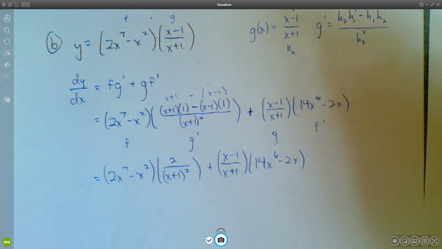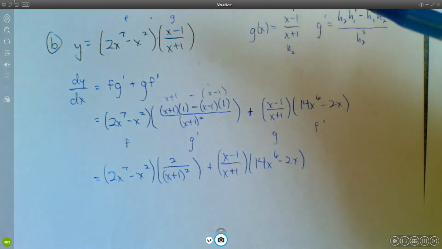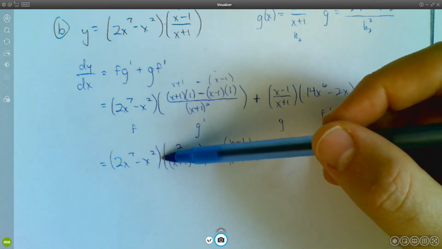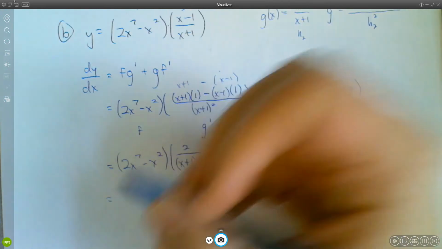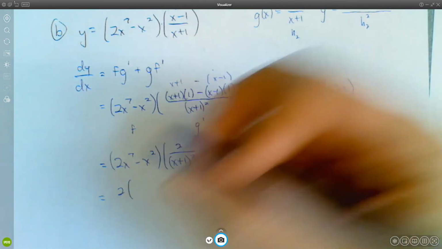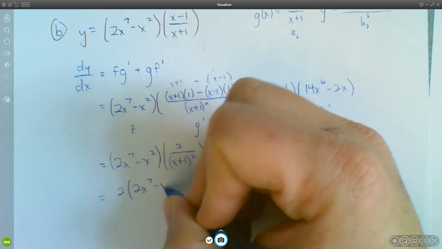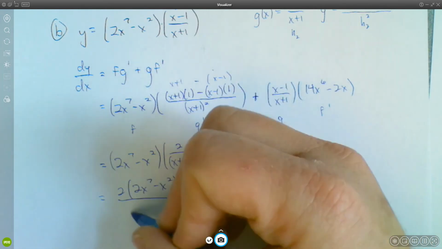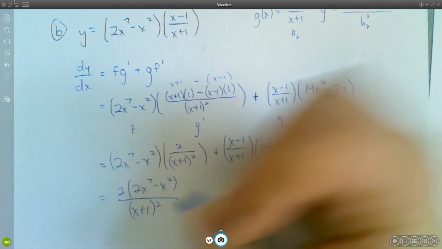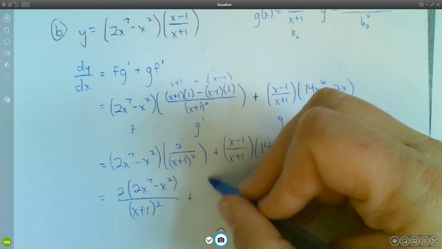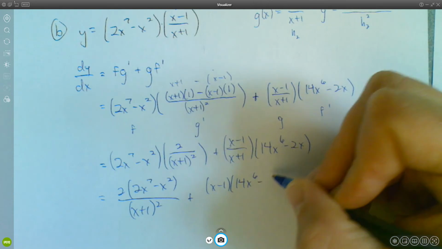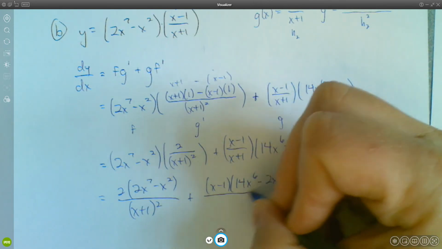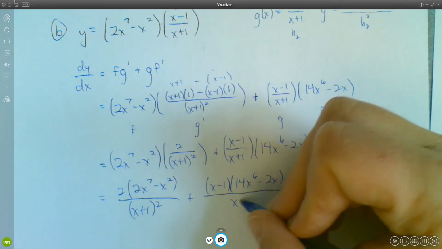To simplify that much further, I think we would probably get common denominators and stuff. I don't know if I'm going to take it that far, but we can definitely multiply these things, right? So I'm going to do it like this. I'm going to say this is 2 times 2x to the 7th minus x squared over x plus 1 squared plus x minus 1 times 14x to the 6th minus 2x over x plus 1.